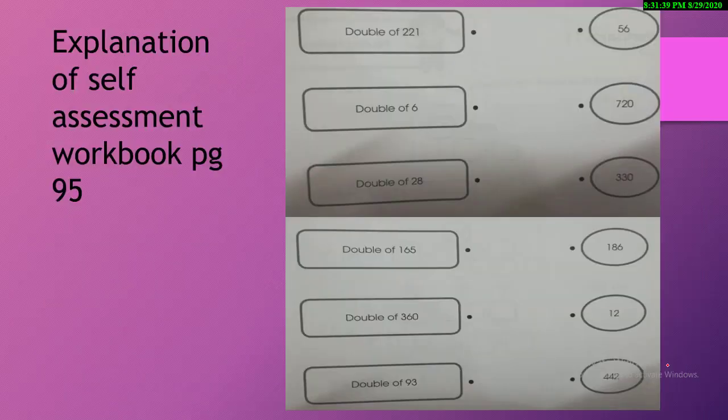So let's move on. Explanation of the self-assessment verbal, page number 95. This is your RA, and you are going to just match it by yourself. I will just explain 1 and 2, how to do the double of it. To double, you just simply multiply with the 2 times table, or add the same number 2 times. What is a double of 1? The double of 1 is 2. What is a double of 2? 2 plus 2 makes 4. And what is a double of this 2 again? That is also 4. So how we get the answer? 442. Where is it? It's there. So you will simply just match it.